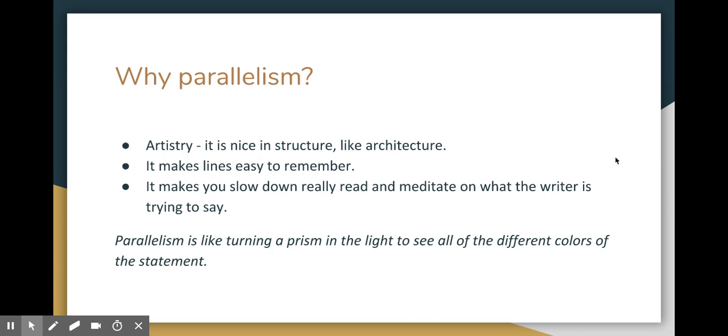And it really makes you slow down to really read and meditate on what the writer is trying to say. You can meditate on these lines and get tons of different feelings and meanings as you continue to read it. Sort of like turning a prism in the light and seeing all the different colors. As you read these parallel lines, they begin to make more and more sense as you read them over and over and over again, with the mindset of trying to extract more and more from it. I find parallelism to be a very beautiful aspect of poetry. It's one of my favorite aspects of the Psalms and all of the biblical poetry.